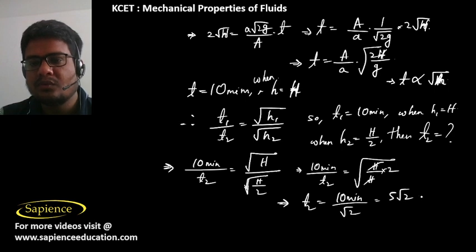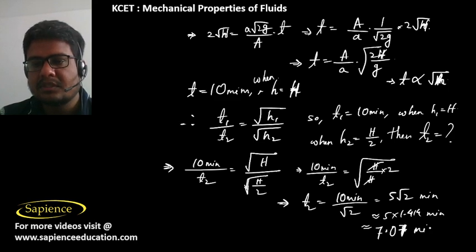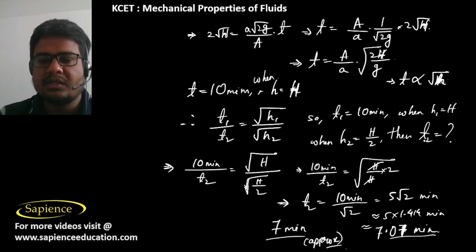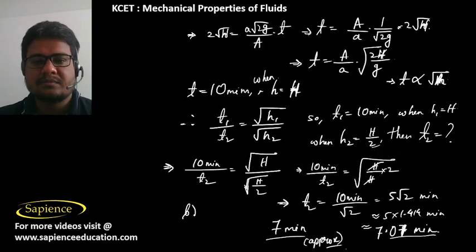So that is 5 root 2 minutes, which is approximately 5 into 1.414 minutes, which is approximately 7.07 minute, or approximately 7 minutes, we can say 7 minute approx it will take to empty the vessel if it is initially half filled. So option B is the correct answer.